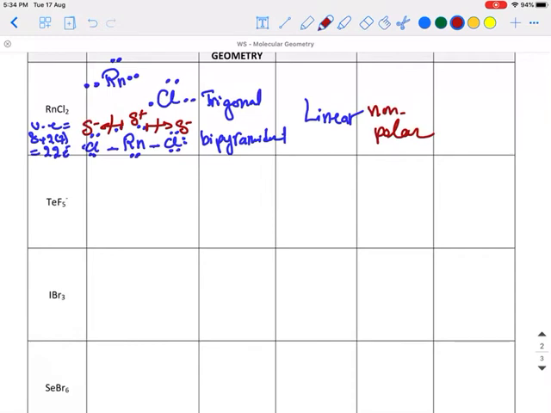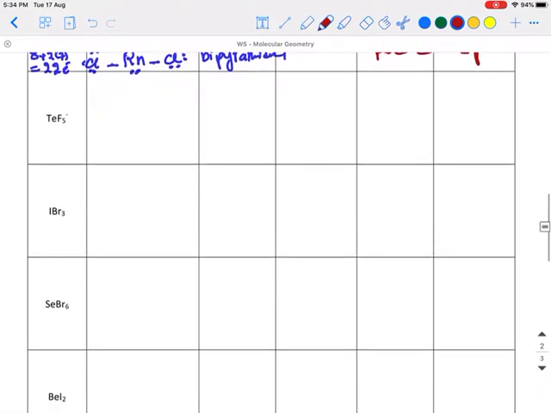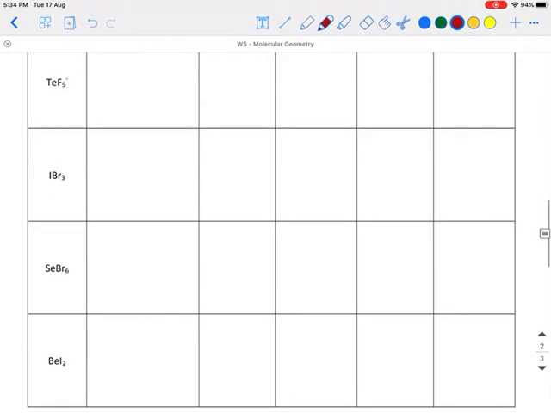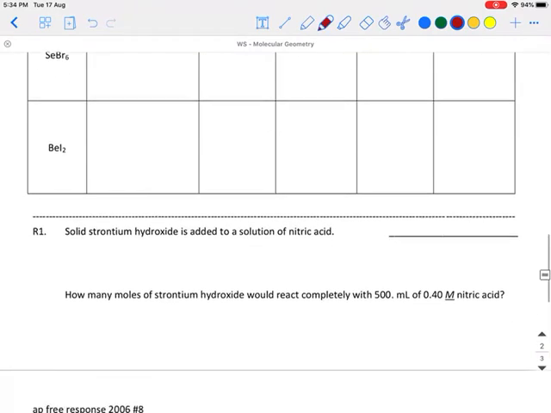Now what about hybridization? We have 5 electron clouds around it, so it is dsp3 hybridization. Okay, let me take another example.